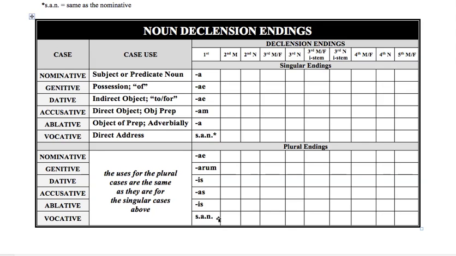Okay, so let's go back and say the endings one more time. On the count of 3, we'll say them together, singular through plural. 1, 2, 3. Ae, arum, is, as, is. Excellent.